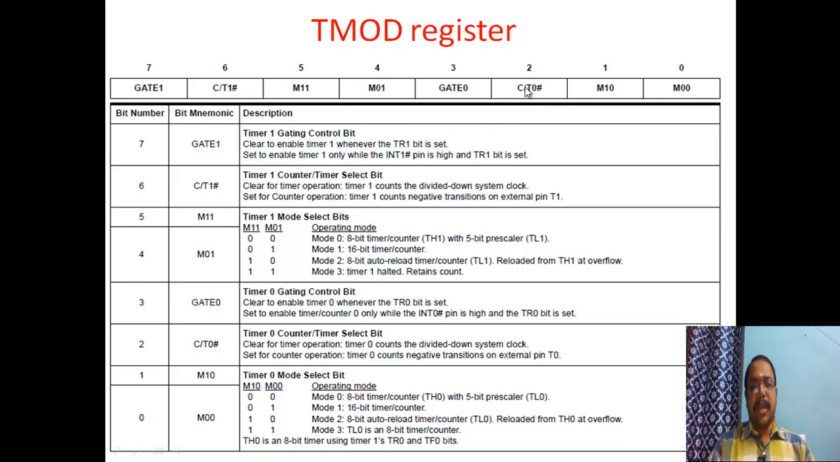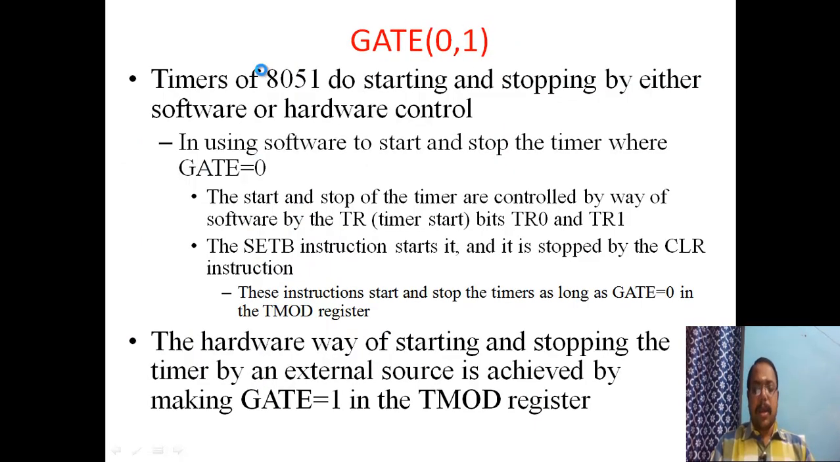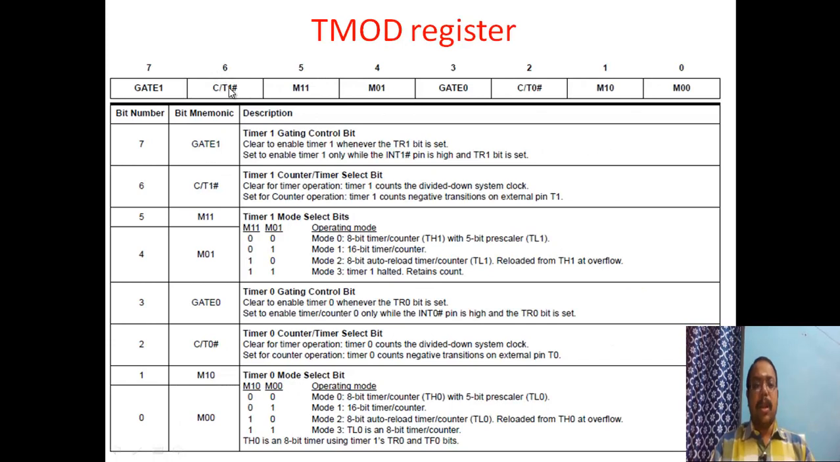Then C bar T0 as well as C bar T1 say whether you are going to operate as a counter or a timer. I have already told, when it is a timer it uses the internal clock, when it is a counter it is external. Then come gate 0 and gate 1, for timer 0 and timer 1 respectively. Whenever the gate is open, the timer will continue. Whenever the gate is closed, the timer will stop. So start and stop is taken care of by the gate, and C/T tells whether it is a timer or a counter.